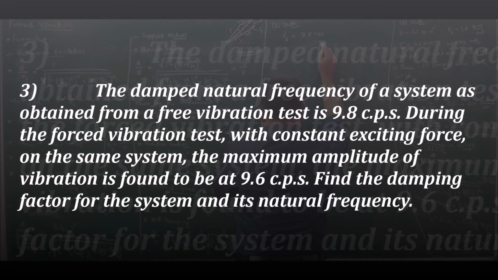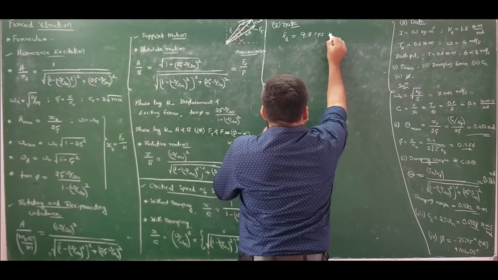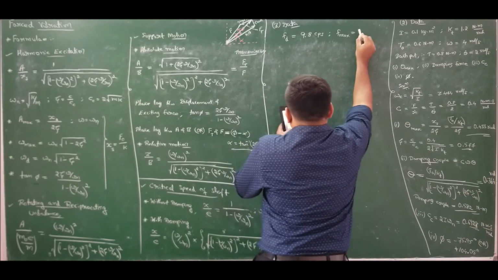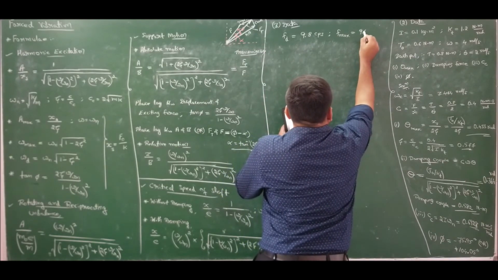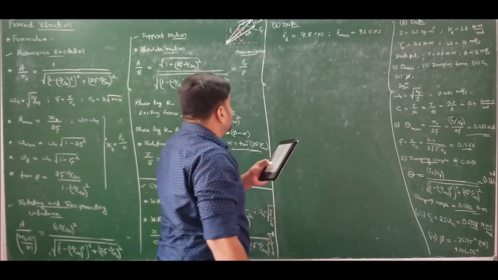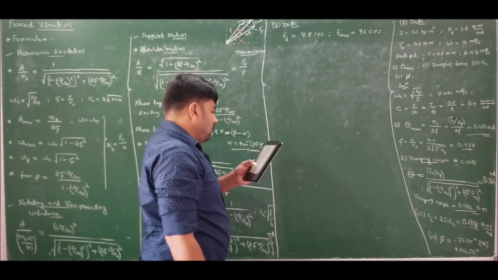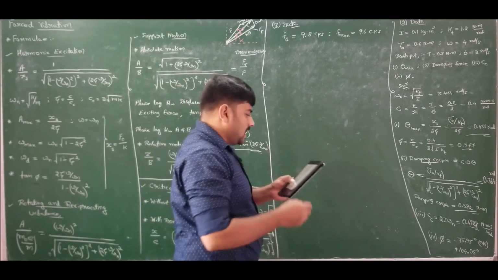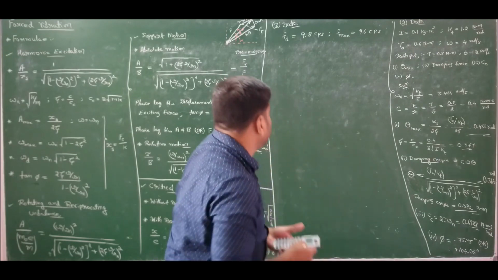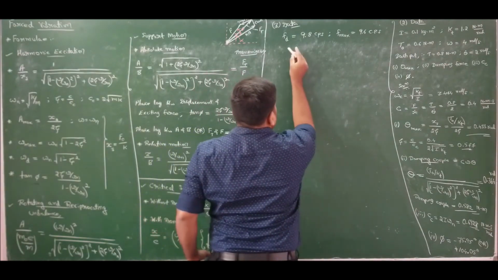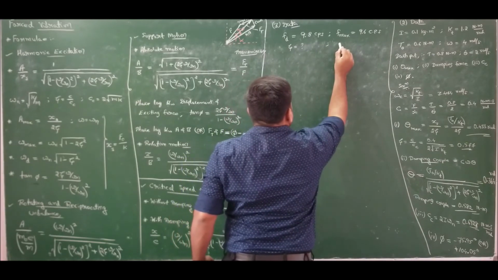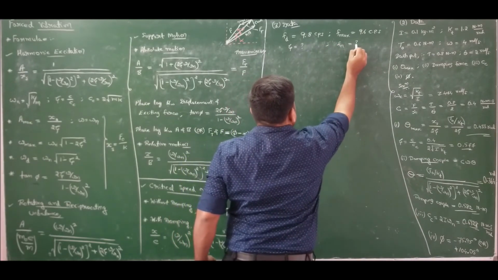the maximum amplitude of vibration is found to occur at f max, given as 9.6 cycles per second. Find the damping factor for the system and its natural frequency is the question. Let us solve this problem. Find the damping factor zeta and its natural frequency fn.